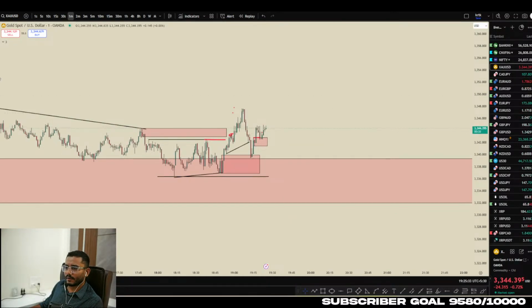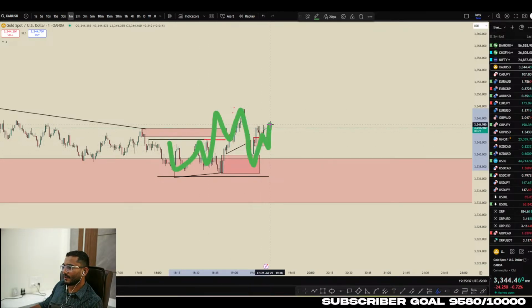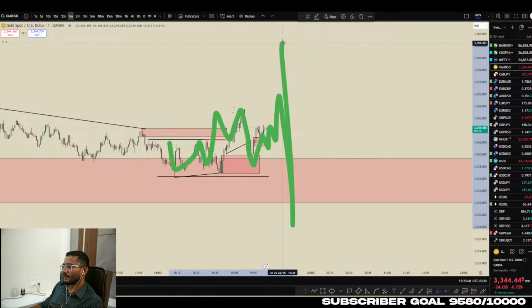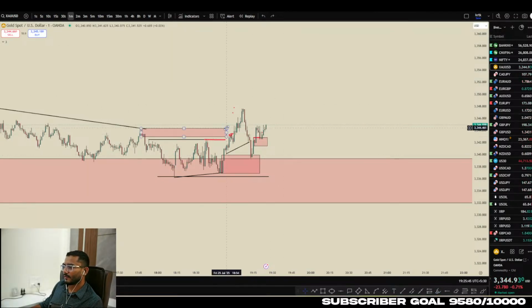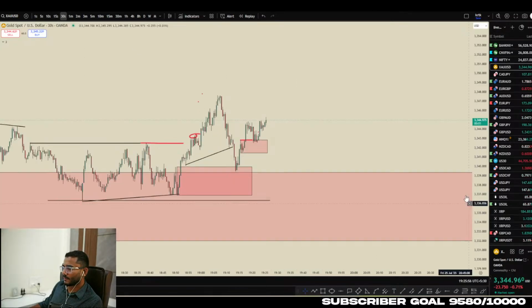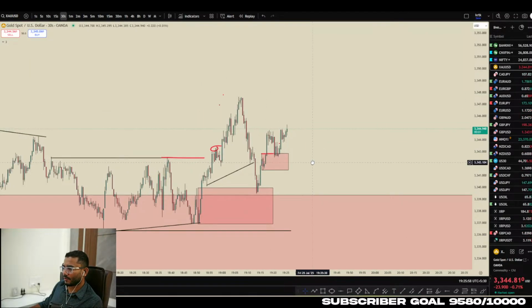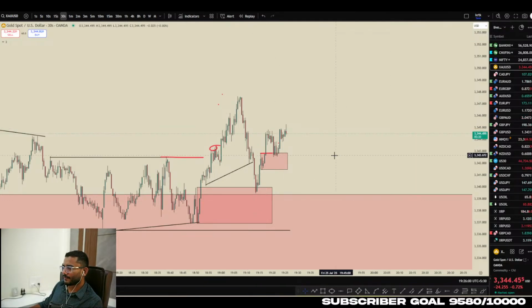Right now, I think price will just consolidate over here, creating small structure, and then one move will come which sweeps all this liquidity, and then it will continue higher, something like this. But if you're looking for scalping trades, then in this area you can look for scalping trades.